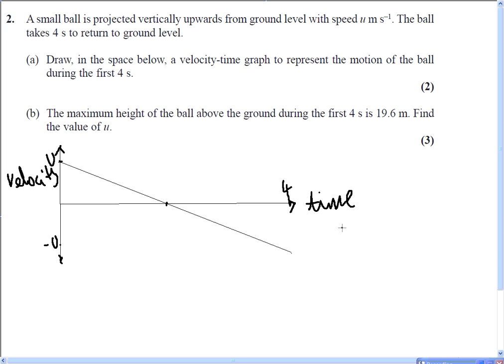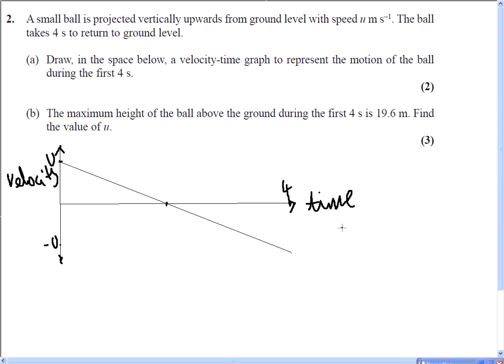Back to this tutorial on M1 January 2009. It's question 2. It says a small ball is projected vertically upward from ground level with speed of u meters per second. And it says that the ball takes 4 seconds to return to ground level. And the first question is, draw in the space below a velocity time graph to represent the motion of the ball during the first 4 seconds.